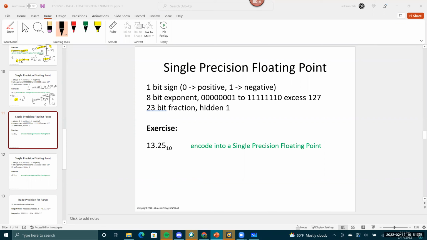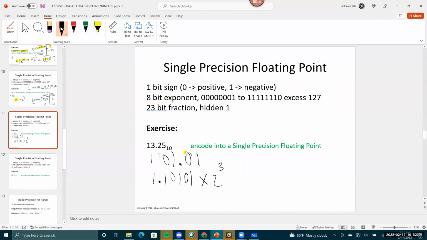Okay, so let's do this one together now. 13.25. So 13 in binary would be 1101. So that's 13. So 0.25 is 0.01, right? Because, let me just make sure you see this, if this would be 1/2, this would be 1/4, right? So that's why it's 0.01. It's a quarter. And now I need to normalize it. So this normalized becomes 1.10101 times 2 to the third.